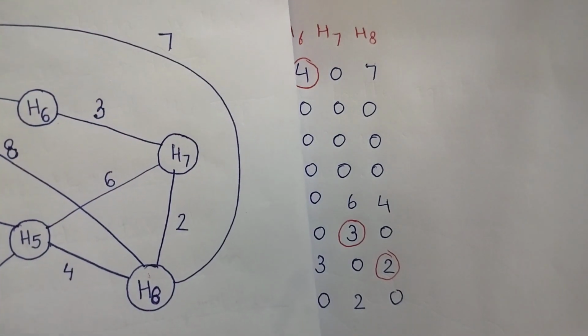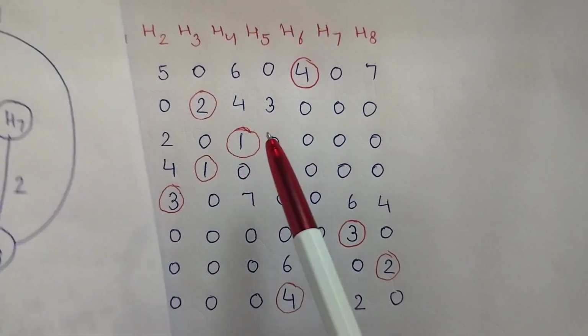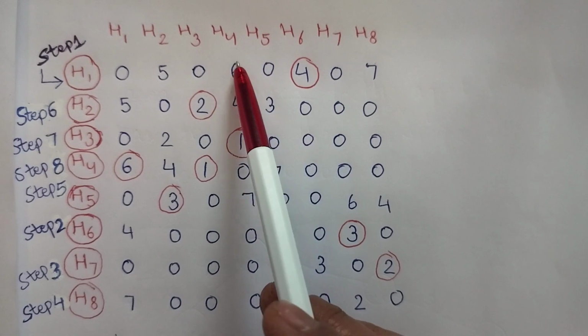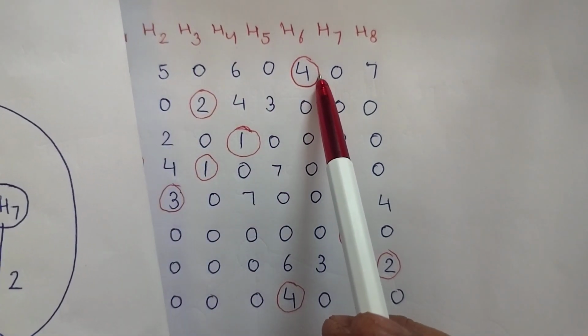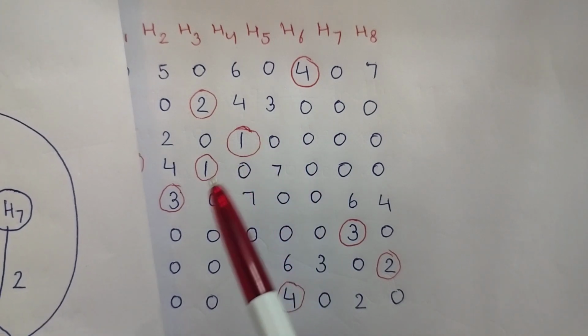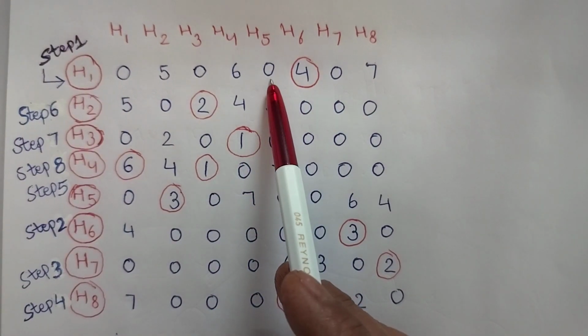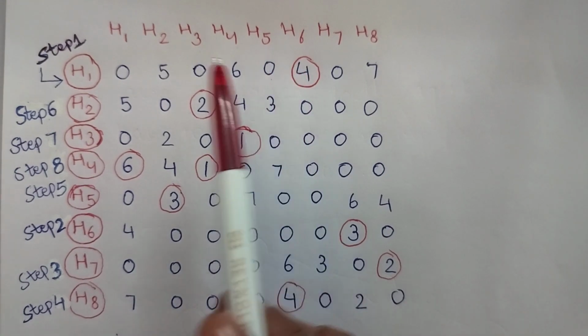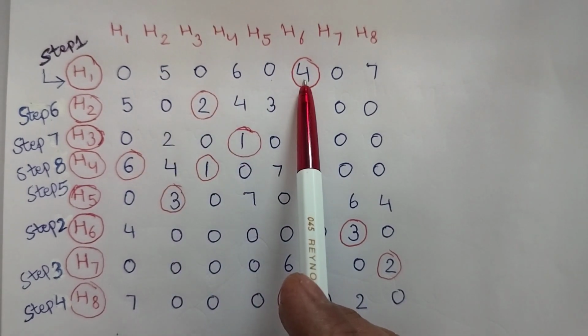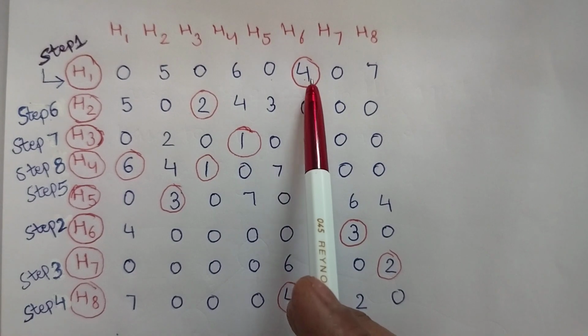The cost of H1 to H4 is 4 here. Then from H1 to H5, you can see the cost is 0 because H1 and H5 are also not directly connected. Then the cost of H1 to H6 is 4. From H1 to H6, the cost is 4, so that we have mentioned here.